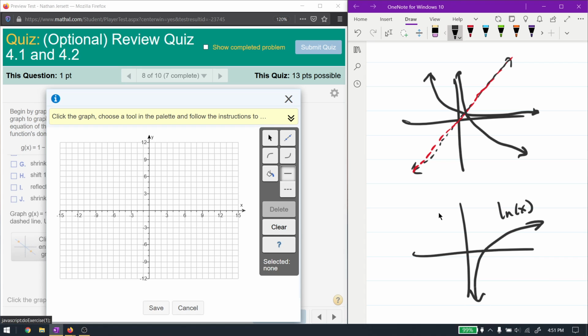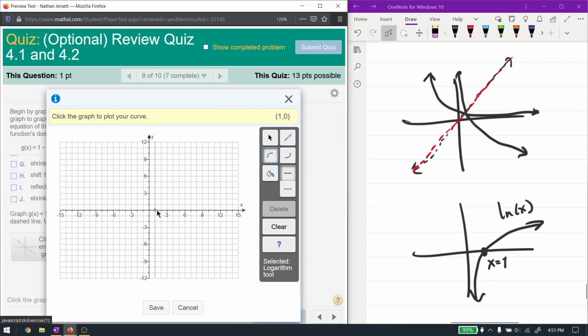In fact, log base anything looks a lot similar to this. This key point is at x equal to 1, just like the exponential function had a key point at y equal to 1. This has a key point there. And that's what we're going to begin by looking at. So we're going to just do that here.